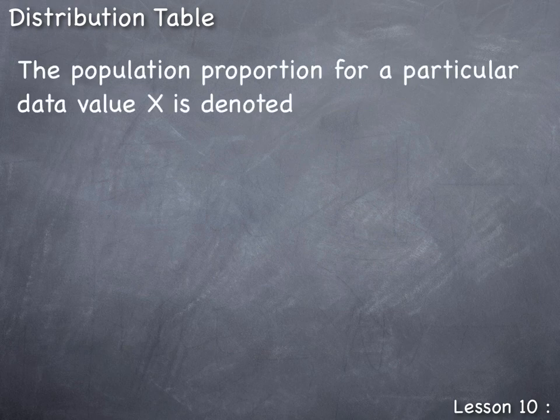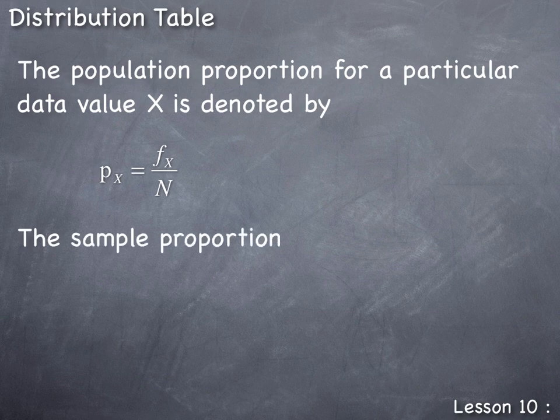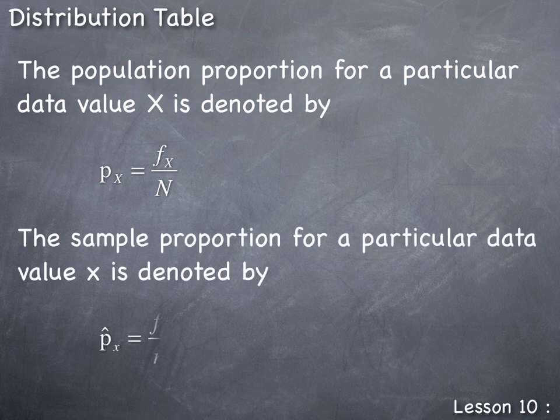The population proportion for a particular data value x is denoted by the symbol p sub x, and it is calculated by taking the frequency of that population value and dividing it by the total population size. The sample proportion for a particular data value x is denoted by the symbol p hat sub x, which is calculated by taking the frequency of that sample value and dividing it by the total sample size.